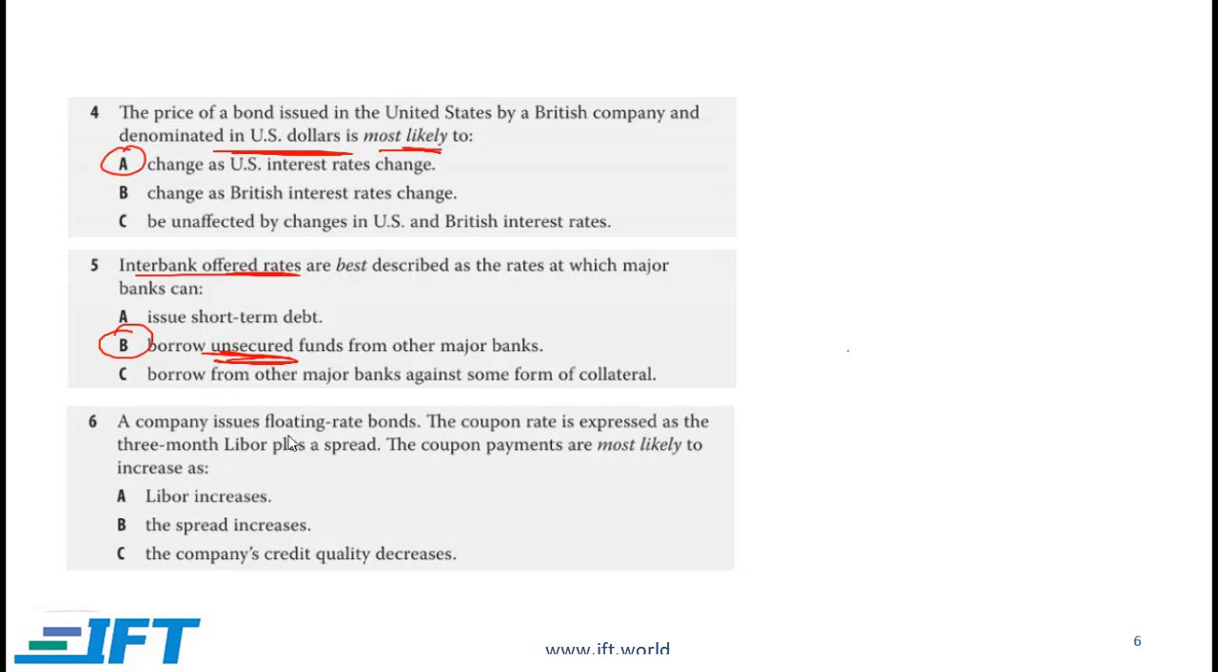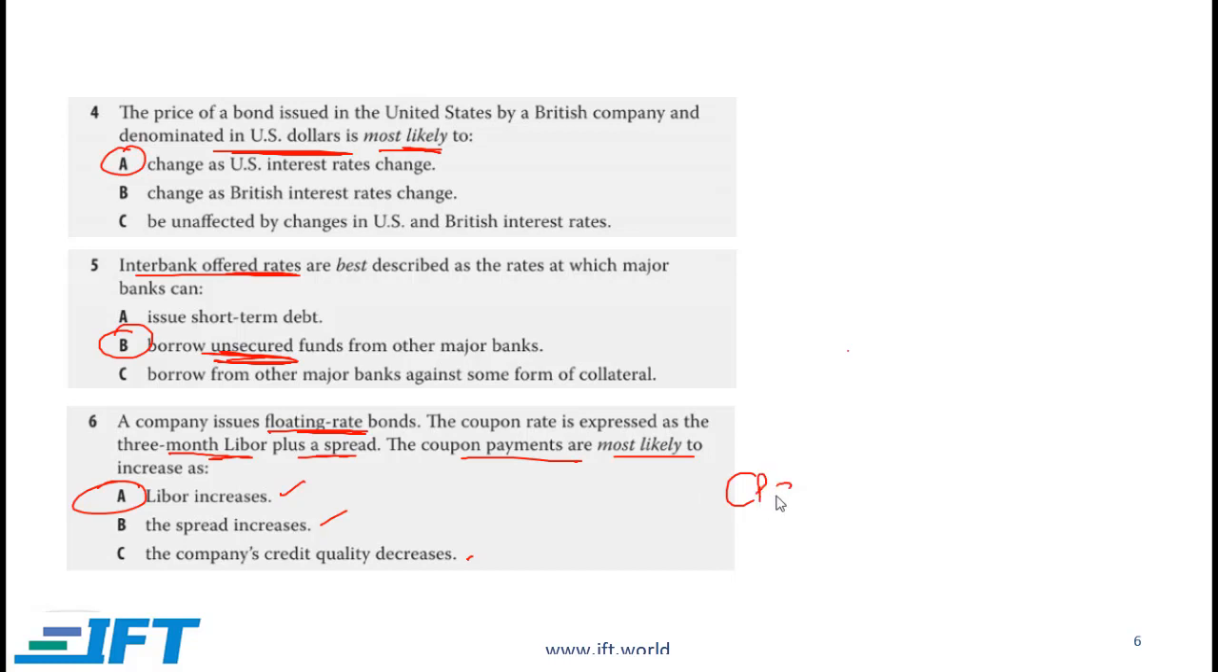A company issues floating rate bonds. The coupon rate is expressed as 3-month LIBOR plus a spread. The coupon payments are most likely to increase as LIBOR increases, spread increases, company's credit quality decreases. The correct answer is A. As LIBOR increases, the coupon payment will increase.